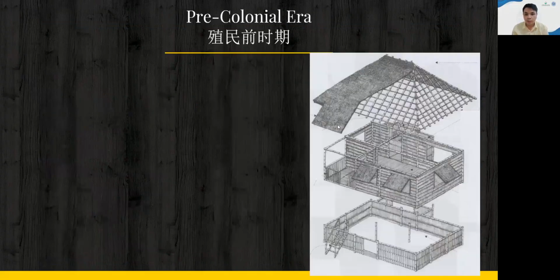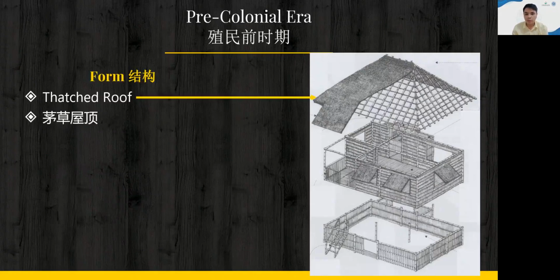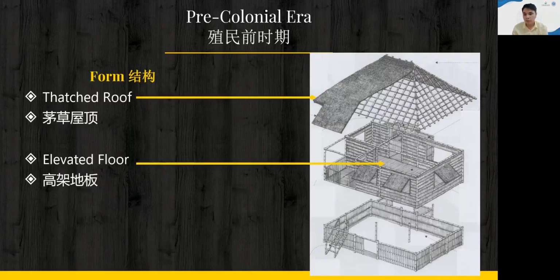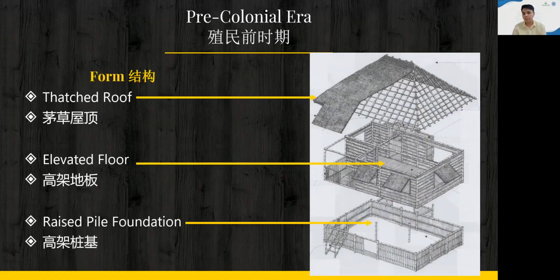We will now use the bahay kubo to describe the form of the pre-colonial dwellings. The form of the bahay kubo is characterized by three main elements. The first one is the thatched roof. Next is the elevated floor. The third one is the raised pile foundation.